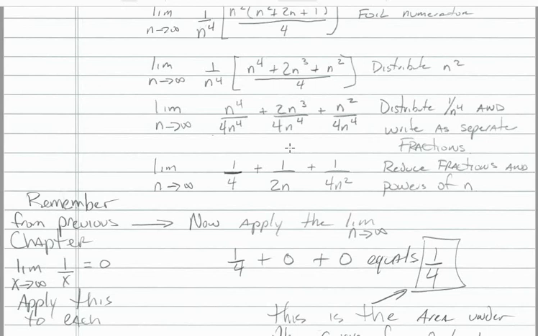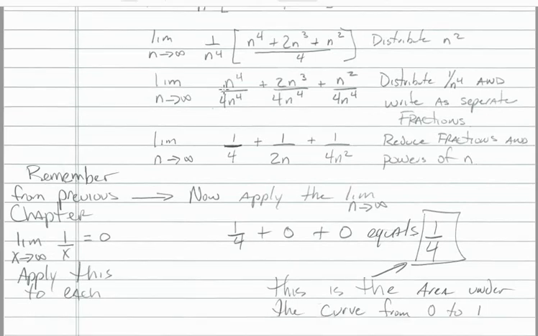Now simplify. When we have n to the fourth over n to the fourth, it becomes 1, so we're left with 1/4 here, plus we have n cubed over n to the fourth. That leaves us with an n in the denominator, and 2 over 4 reduces to 1/2. Alright, we have n squared over n to the fourth. Remember, we subtract the exponents there, so we're left with 1 over 4n squared.